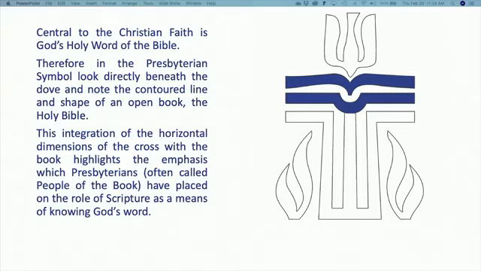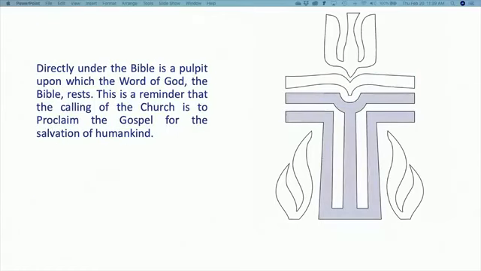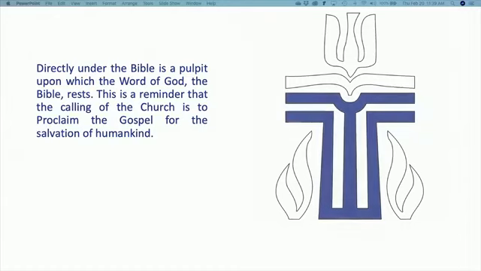All right, but it tells us the role that Scripture plays for us, both the Old and the New Testaments. That is the Word of God. But also the Word of God is the Word spoken. And what we have is the pulpit. Spoken Word of God. You have the written Word of God, and you have the spoken Word of God. That the church is called to proclaim the gospel of Jesus Christ for the salvation of humankind.